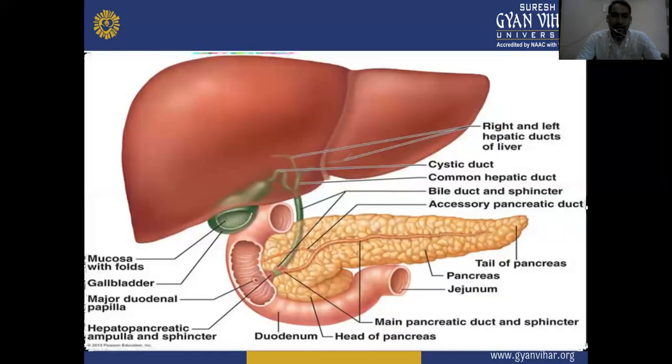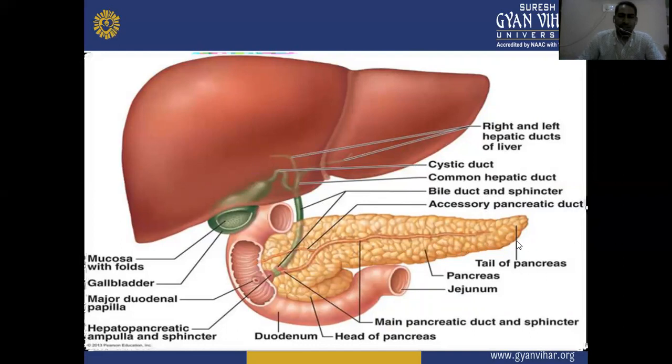Next one is the diagram of the liver. First of all, the right and left hepatic ducts of the liver. And then this is the cystic duct. And next one is the common hepatic duct. Next one is the bile duct and sphincters. And this is the accessory pancreatic duct.